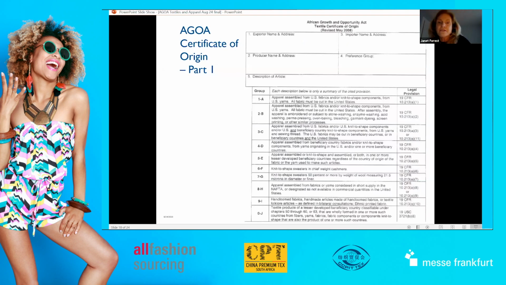This is the textile certificate of origin. This is very important. You cannot export wearing apparel to the US and expect AGOA treatment unless you have this form carefully filled out. Some of the things are self-explanatory. The number 4, preference group, is found by looking at the list below under group. And I'll go to a slide where I'll talk about some of the most common provisions that are used on the certificate of origin.